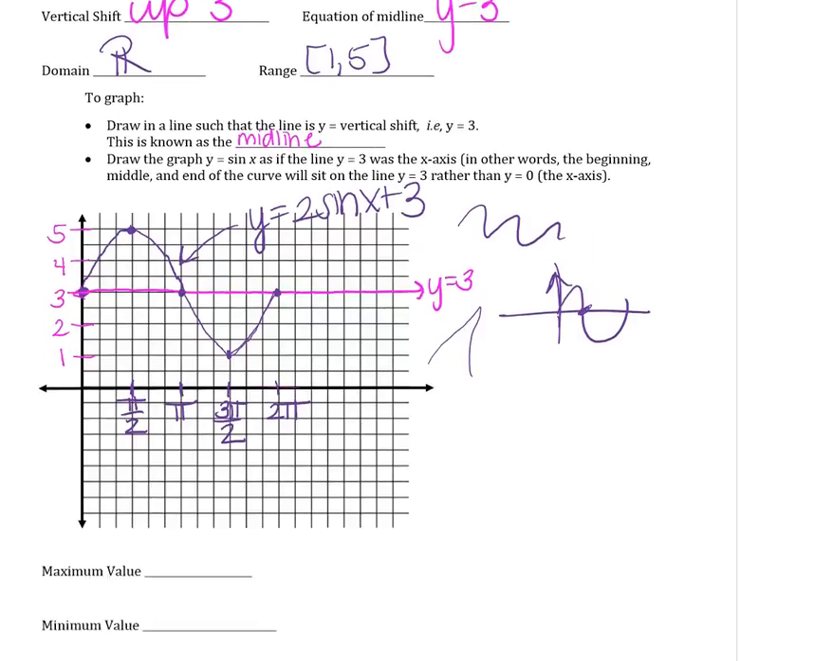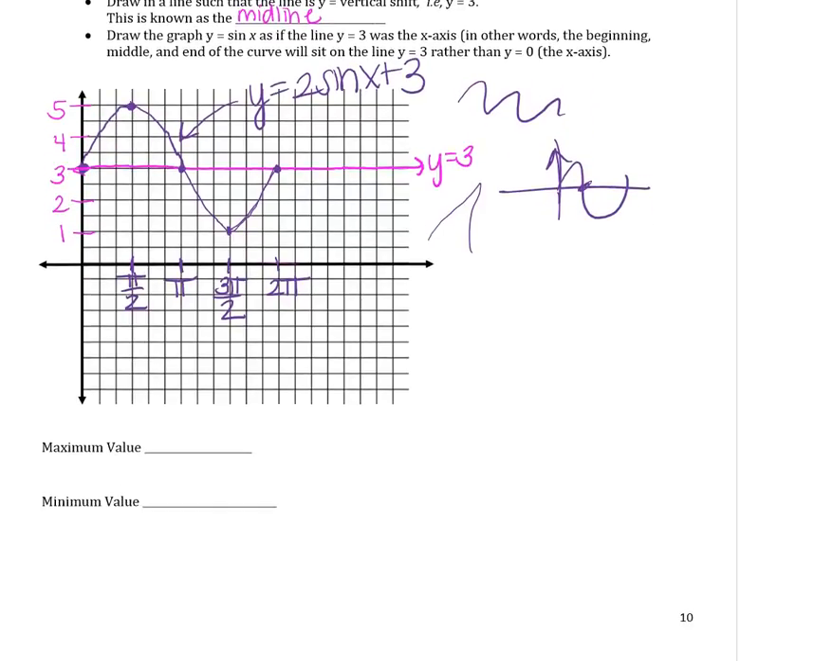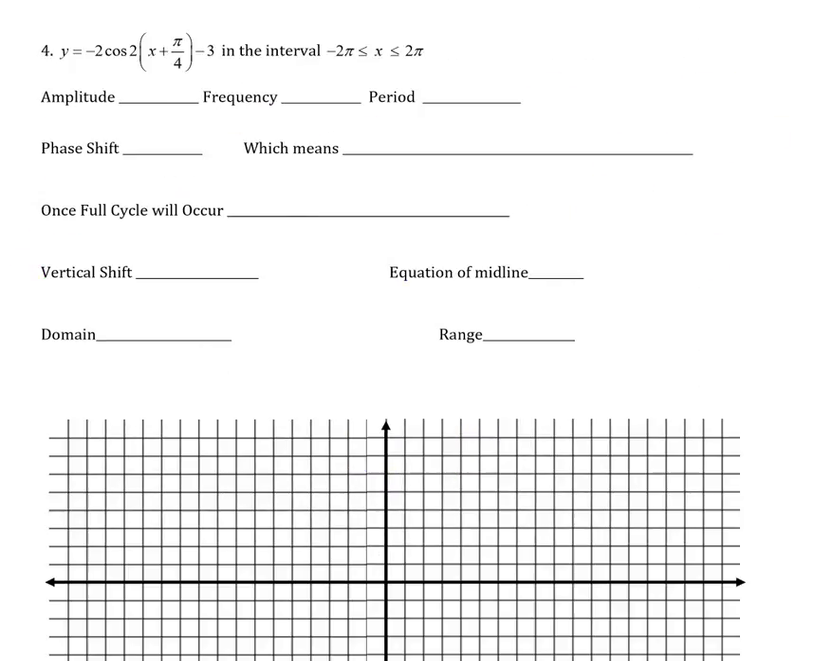Okay, there's a couple questions below. What is the maximum value? The maximum value you're going to hit is up here at 5, and your minimum value, the lowest the function is going to go, is 1. Okay, so now I've turned to page 11 here. There's the number.